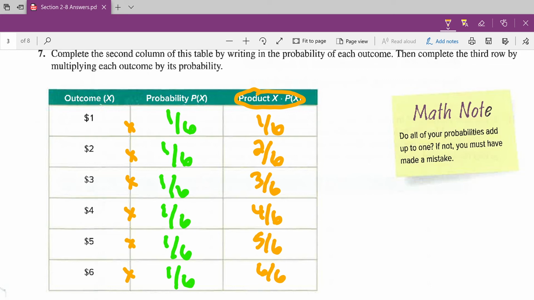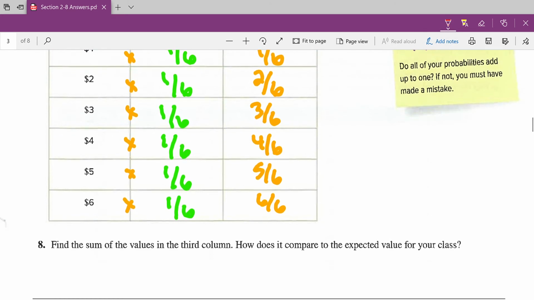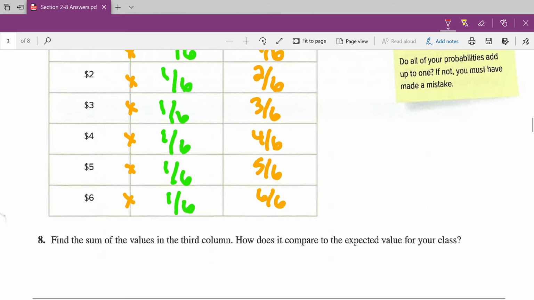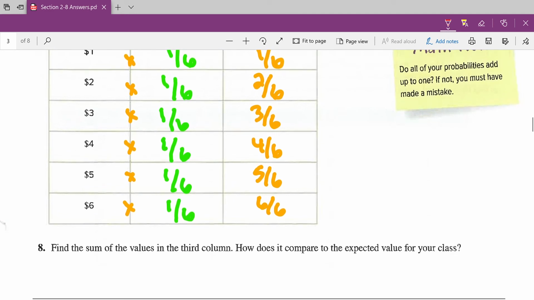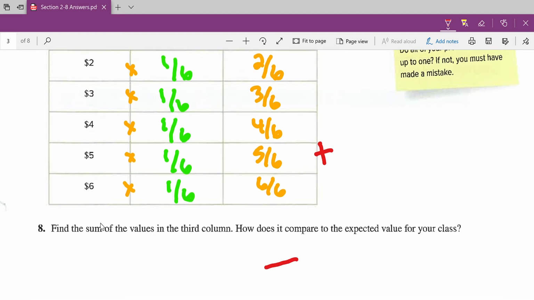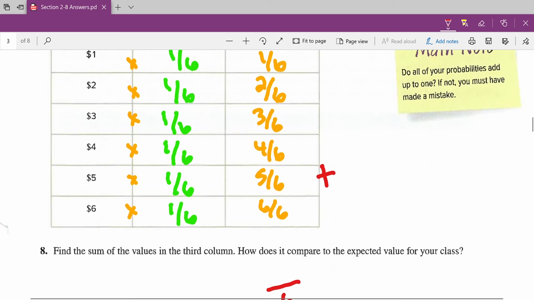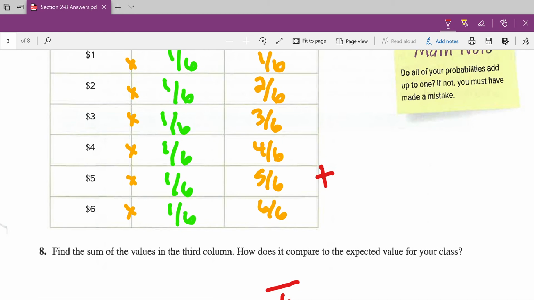Let's see what else they ask us to do with these numbers. Number 8 says to find the sum of the values in the third column. So we're going to add up all these numbers. I know that it's going to be something over 6. Let's add 1 plus 2 plus 3 plus 4 plus 5 plus 6, which should be 21. Let's go ahead and convert that to decimal.